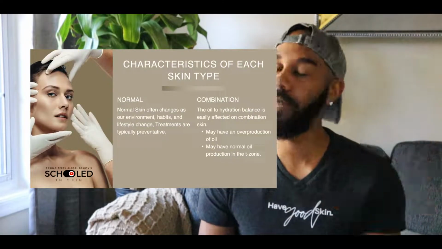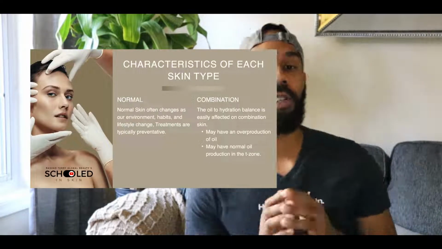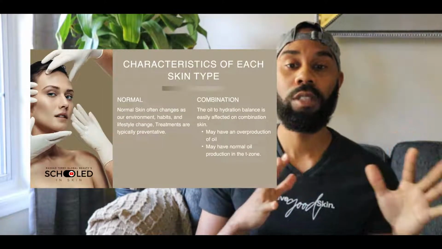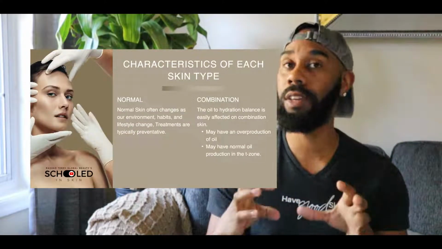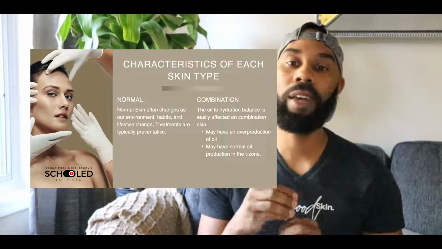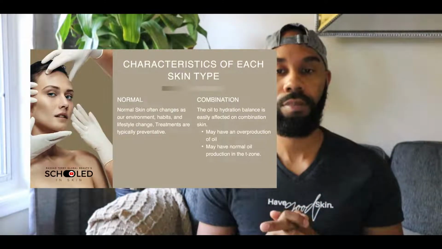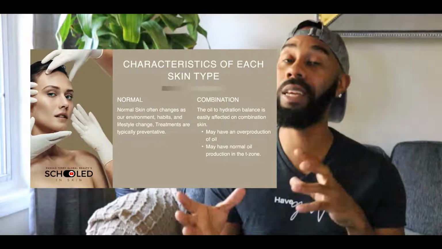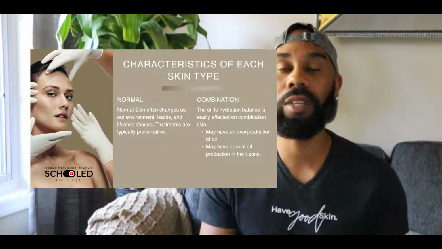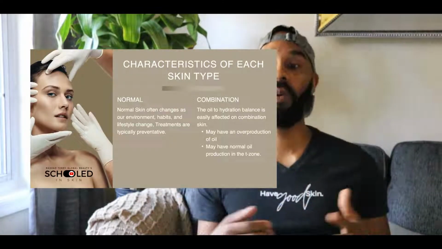But basically with normal skin, it's all about preventative treatment. When you're thinking about combination skin, you're thinking about oil to hydration balance. Some areas may be a little bit oily, maybe even dehydrated. Some areas may have a nice balance of hydration or may be normal. This is something that's easily affected based on the skin type. Because it's combination, that can switch or interchange based on what's going on.